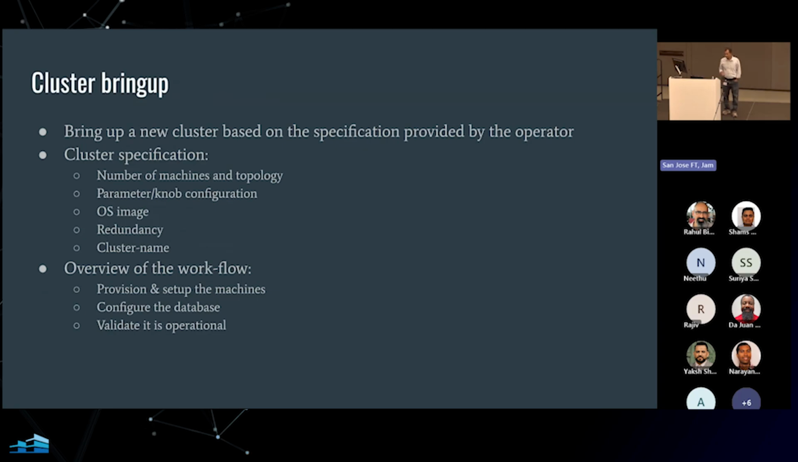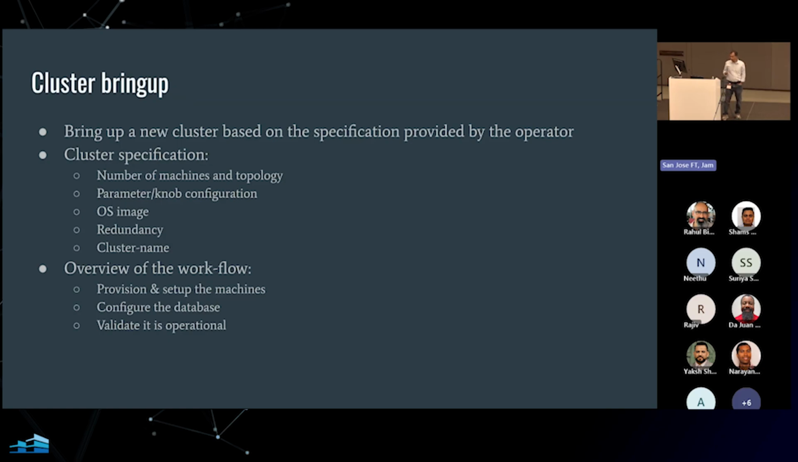So, cluster bring up. To bring up a cluster, you need a set of specifications provided by the operator. In the FDB case, you need the list of machines and the topology, like which failure domains the machines are going to be placed in. All the parameters associated with each machine and each process type need to be specified: OS image, redundancy mode, cluster name, and a set of other parameters.